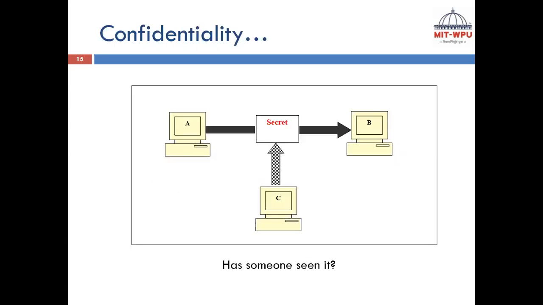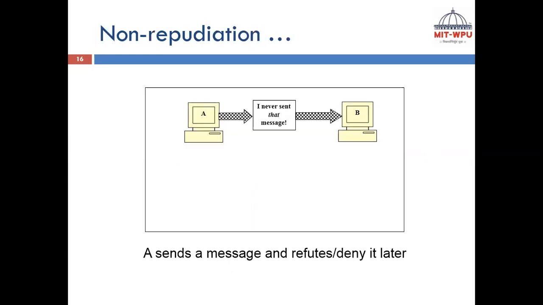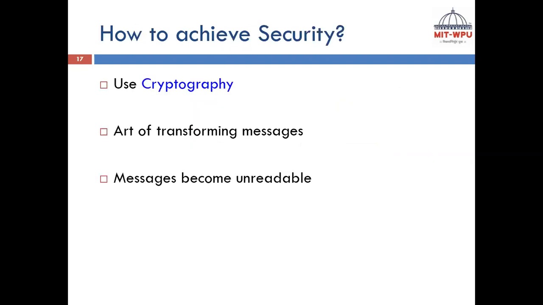As well, when sender A sends the information to receiver B, there should be surety that this message is confidential, that nobody else has seen it, and how can it be made secure? That is possible using cryptographic algorithms. And finally, non-repudiation: sender A has sent the information and afterwards refuses it. This can be avoided using the non-repudiation feature of cryptographic algorithms.